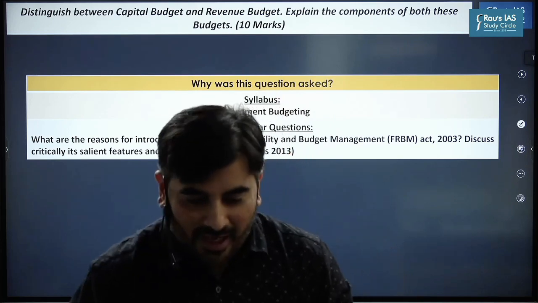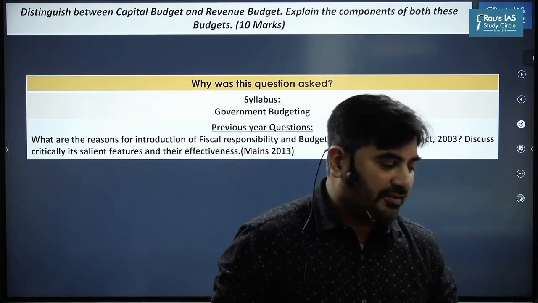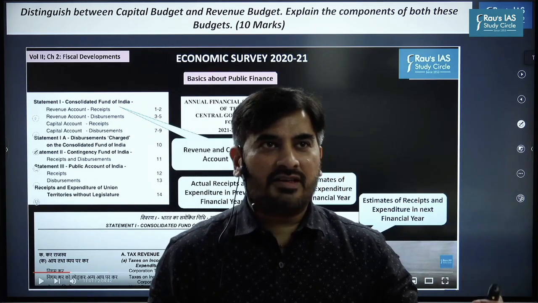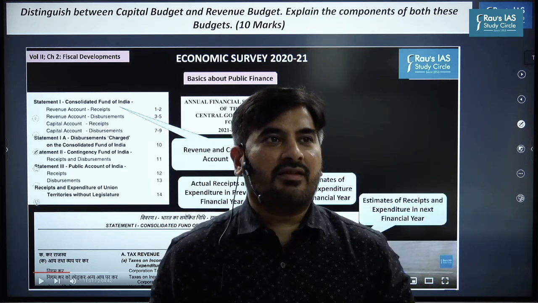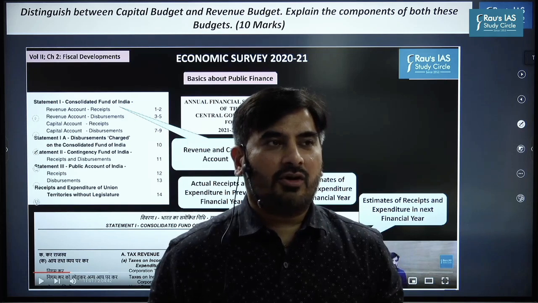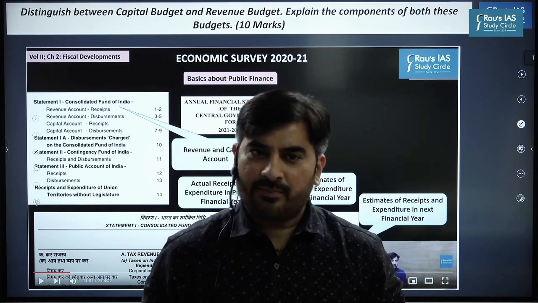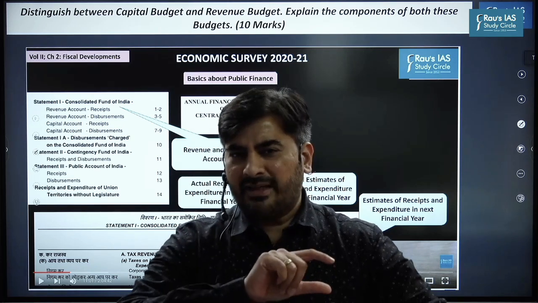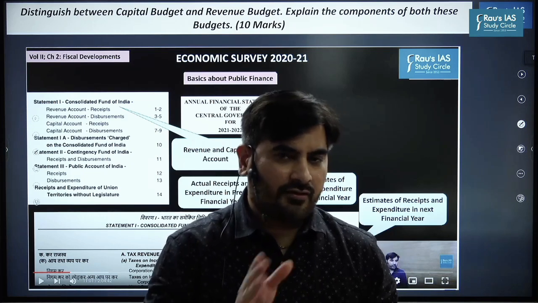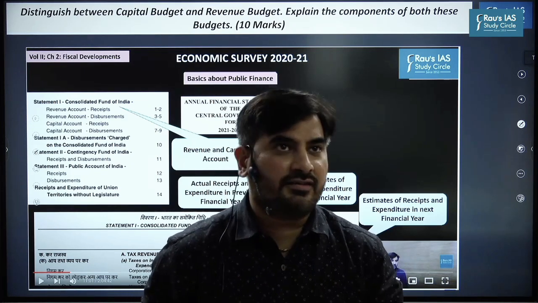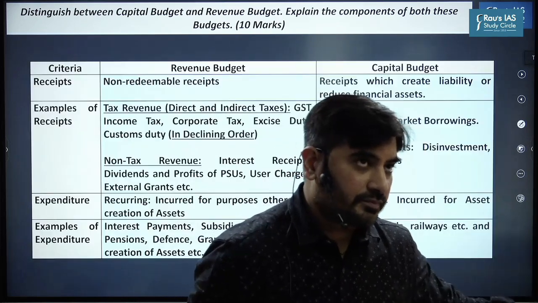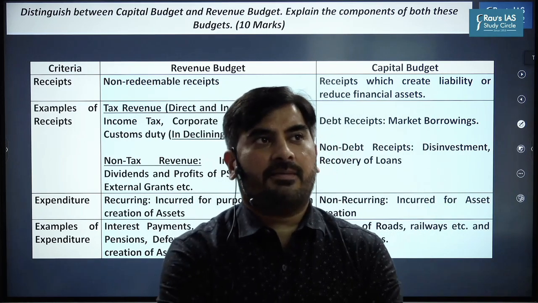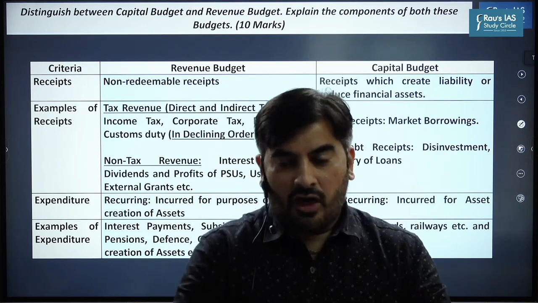Now, broadly, what are the differences between the revenue budget and the capital budget? I had discussed all of these concepts in last year's economic survey discussion. As you can see, I had discussed the annual financial statement and all of these aspects. Apart from that, I had also discussed the revenue budget and the capital budget. Let me quickly revise these things of revenue and capital in the next 5 minutes. It's a quick revision. I hope all of you are able to see the table on your screen. Okay, see, revenue account and capital account.